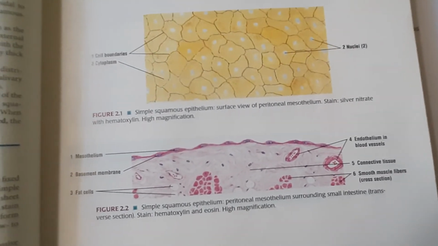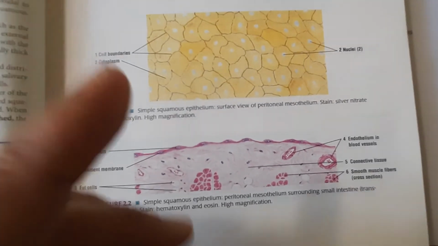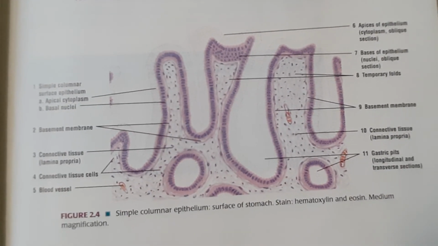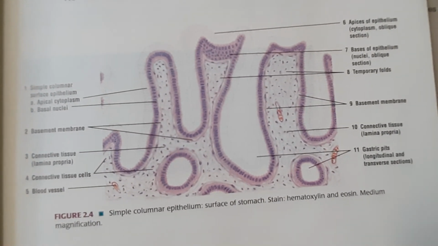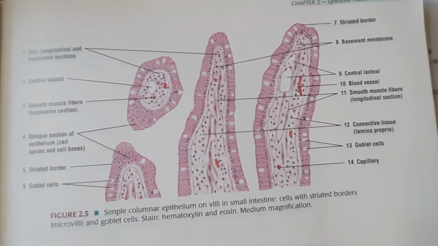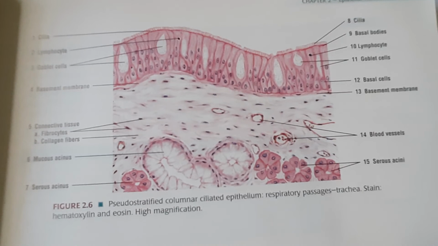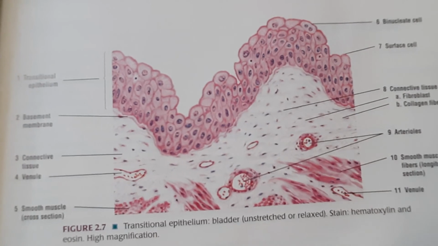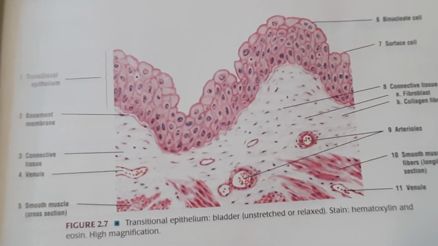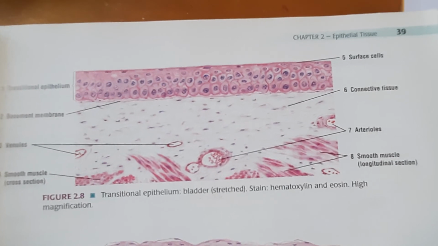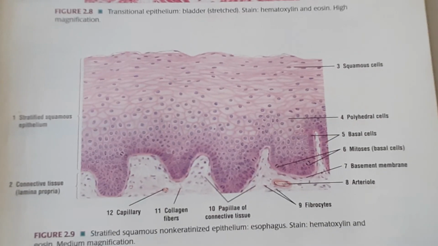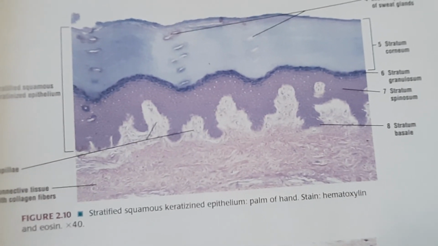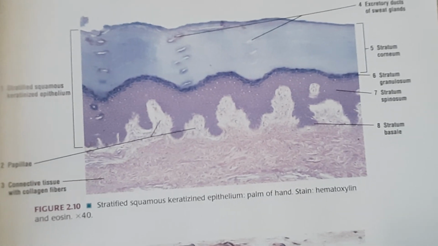Here are some pictures of the slides. You can find here simple squamous epithelium, simple columnar epithelium, this also simple columnar epithelium, pseudostratified epithelium, transitional epithelium, stratified squamous non-keratinized epithelium, and finally stratified squamous keratinized epithelium. Thank you.